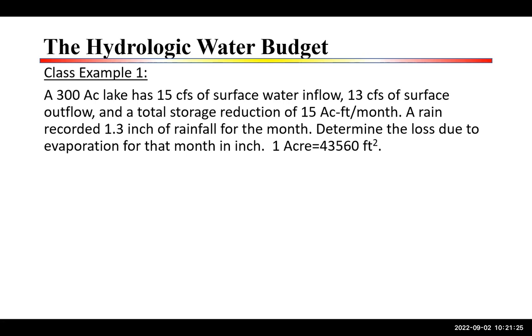Okay, thank you. So this one is kind of straightforward. For a lake, we have the area and we know the surface water inflow, surface outflow, and the total storage reduction. At the same time, we know the total rainfall, 1.3 inches for that month. Now, since it's an open lake, there will be a significant amount of evaporation since it's a water body. They are asking you to determine the loss due to evaporation for that month in inches.